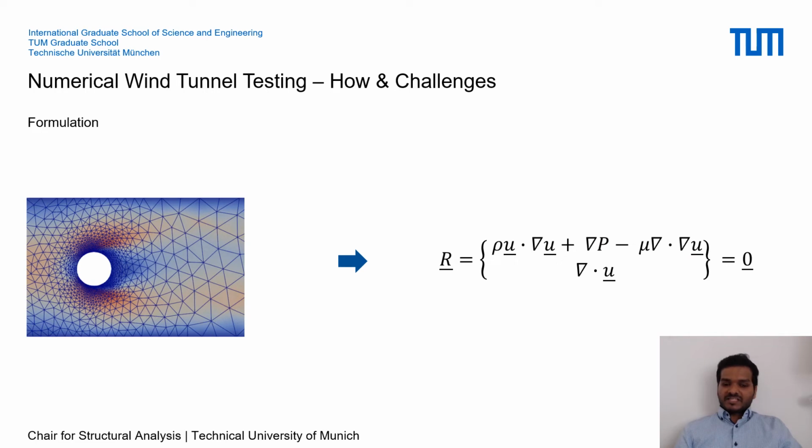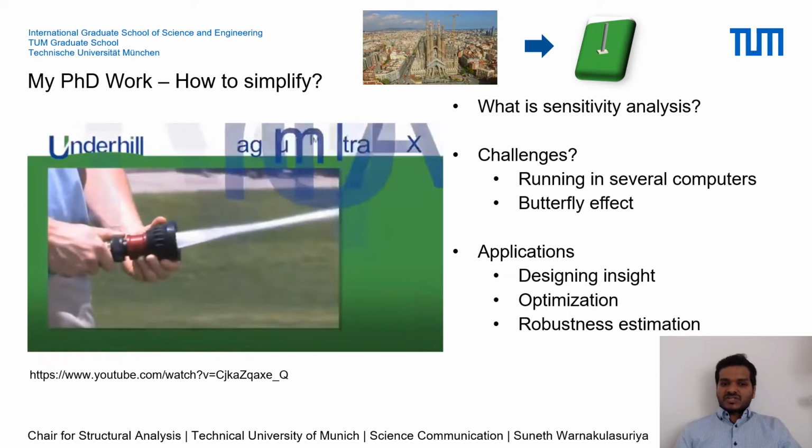Then the final one is the formulation. So I was talking about small elements like these triangles. What kind of equations do we use to solve the wind field in these small elements? That's the next question. And what are the drawbacks in each formulation? So my PhD work is actually focused mainly on all these three questions. How to have effective solutions for these three. Let's look at the first one.